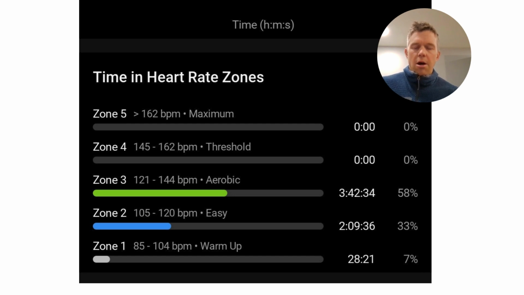So in conclusion here, on a long effort, don't stress if it looks like you were above your aerobic threshold. You weren't. And also, this is hammering home why on long efforts, we also need to check in with our breathing and not just our heart rate to see if we're at threshold or not.